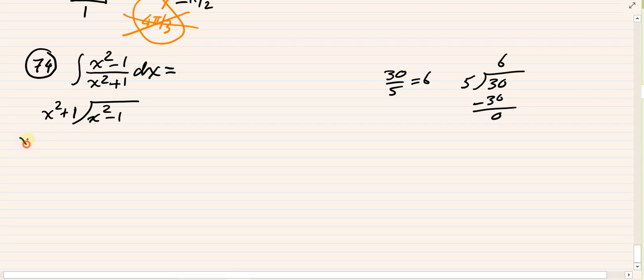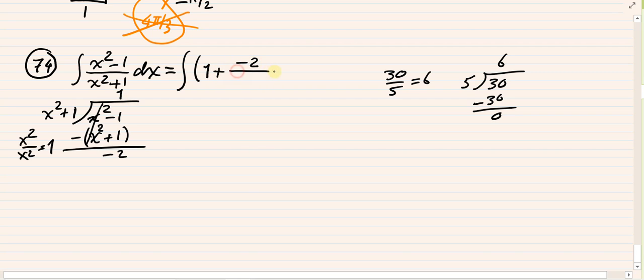We divide the first term by the first term. The numerator is the dividend, the denominator is the divisor. The first term in the dividend divided by the first term in the divisor gives you 1. That's the first term in the quotient. You multiply the divisor by the quotient, change sign and add, you get negative 2. So at this point, I can write this integral as that of 1, there's your quotient, plus a remainder over a divisor.